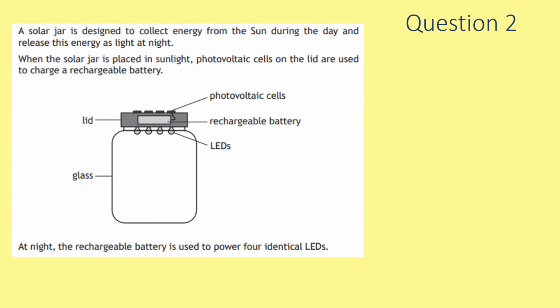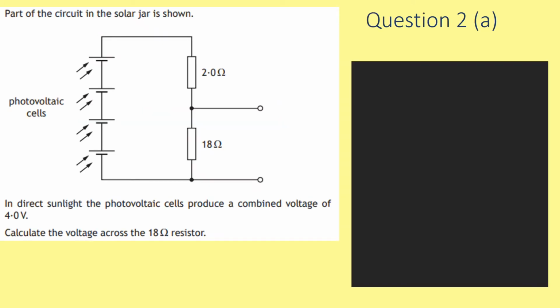A solar jar is designed to collect energy from the sun during the day. This is question 2. When the solar jar is placed in sunlight, photovoltaic cells, energy conversion of sunlight to electrical energy, are used to recharge the battery. At night, the rechargeable battery is used to power 4 identical LEDs, light emitting diodes.